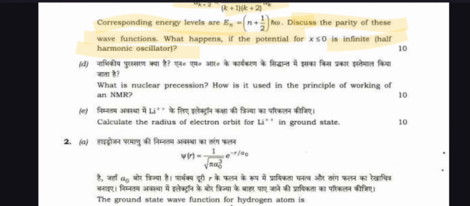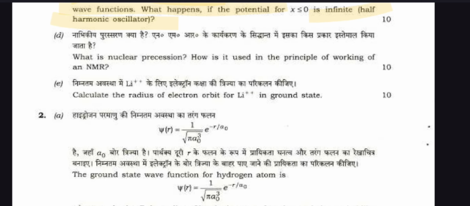And question number d is here. What is nuclear precession? How is it used in the principle of working of NMR? Question number e: calculate the radius of the electron orbit of Li double plus in the ground state.